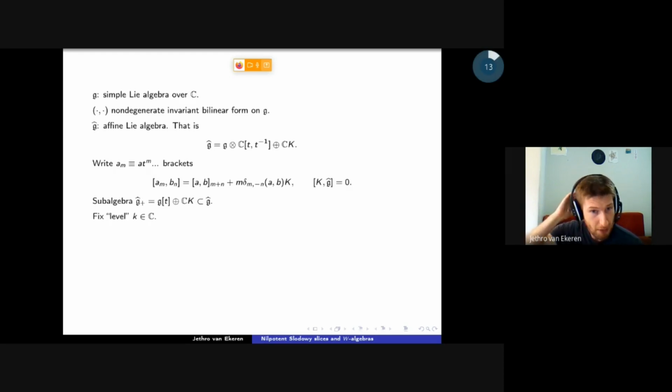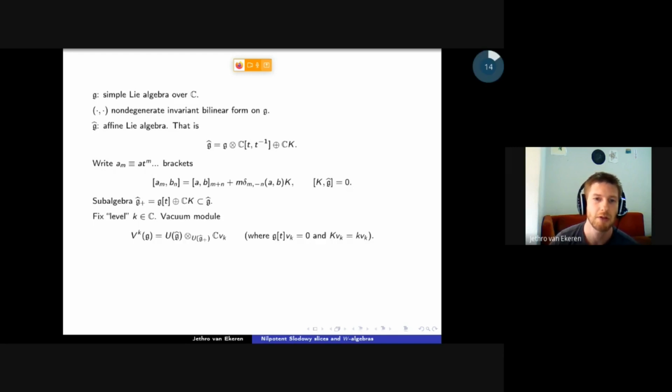And if we fix a value of a parameter k called the level, it's just some complex number, then we can use it to construct the so-called vacuum module. To do this, we start with a single vector, v_k, and we let g[t] act trivially on this and let the central element act by the parameter k, the level. And then we induce to the whole algebra, and we denote this by V^k(g). And we're also interested in the irreducible quotient of this vacuum module. We'll call this L_k(g).